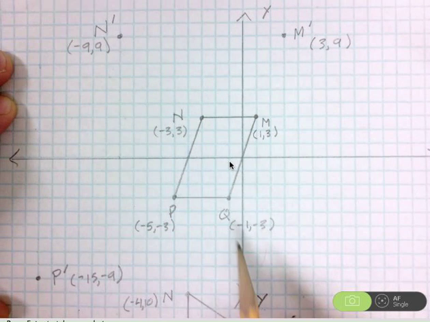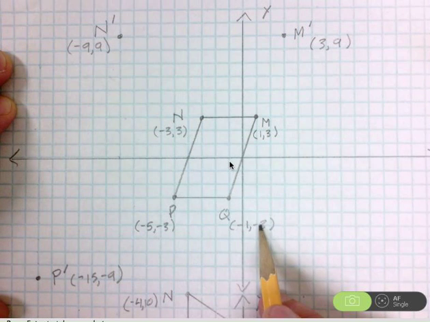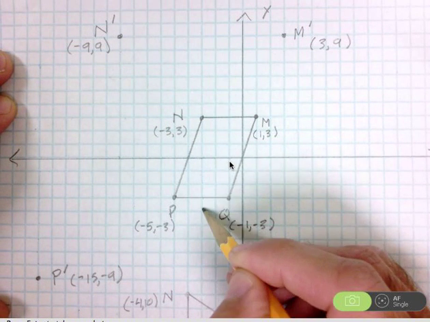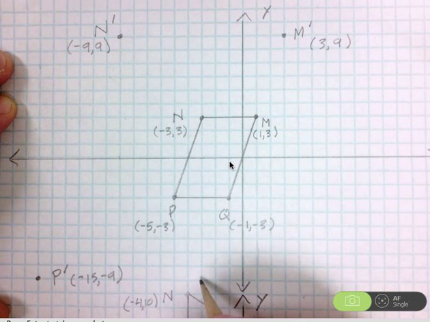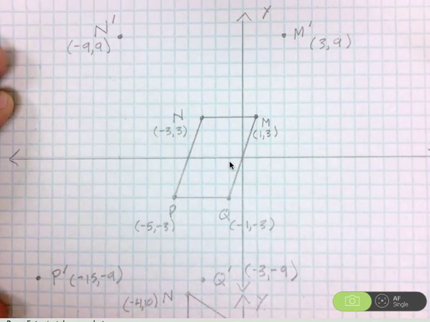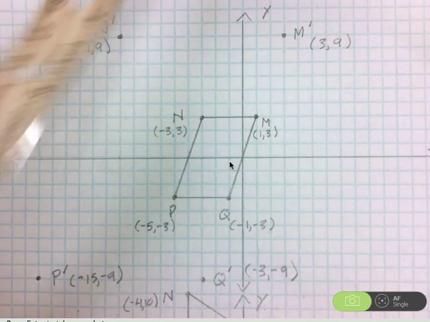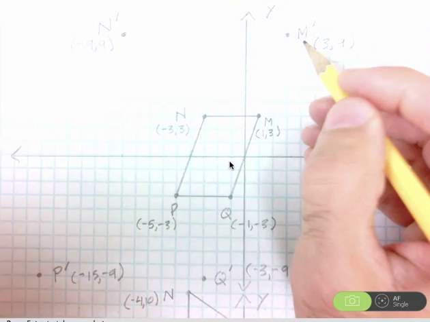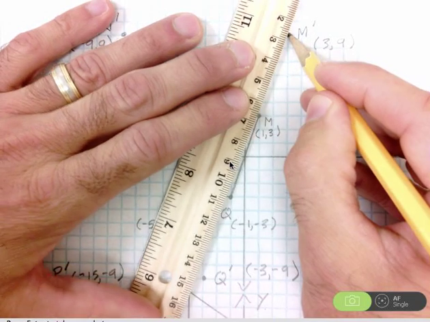And then last, we have Q. That will be at negative 3, negative 9. Negative 3. Negative 9. Here is Q prime. Very good. So I'll use my ruler. Here we go. Here is the new figure.